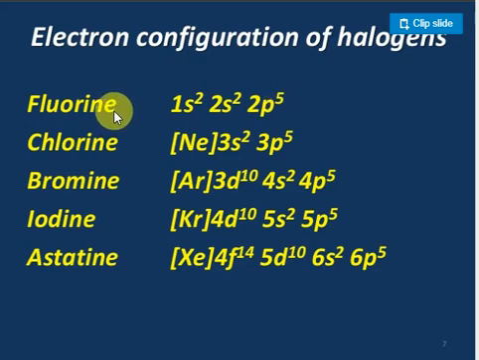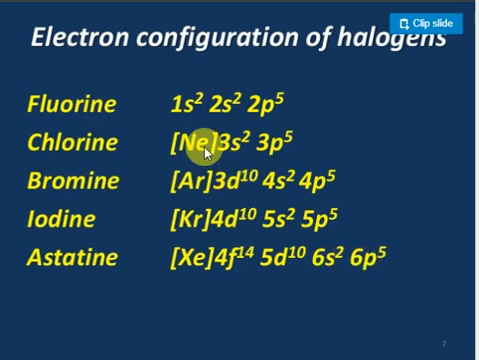Fluorine is the most electronegative element in the periodic table. Fluorine is never available as a positive ion, always as F minus only. Next, chlorine's electron configuration is 3s2, 3p5. Bromine is 4s2, 4p5. Iodine is 5s2, 5p5. Astatine is 4f14, 5d10, 6s2, 6p5.